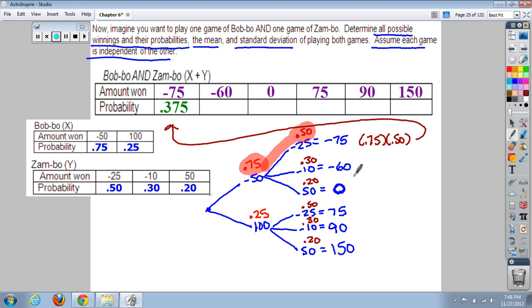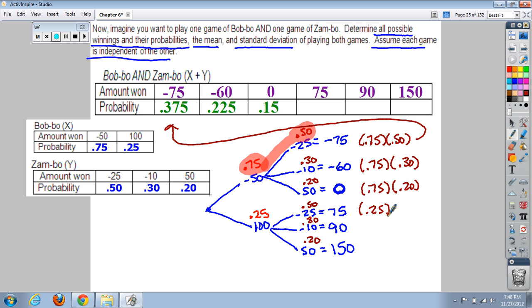Now I just repeat the same thing here following my branches. I lose 50 bucks, 75% chance, and I lose 10 bucks with a 30% chance. Multiply those together and you should get 22.5%. For 0, coming out even, there's a 75% chance I'd lose the 50 first, and then a 20% chance that I would make 50 in the other game. I multiply that together, and I get 15%.